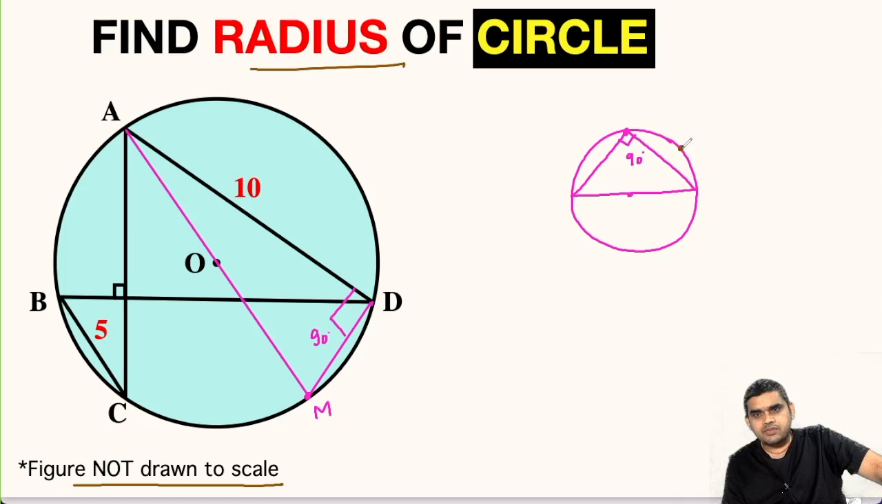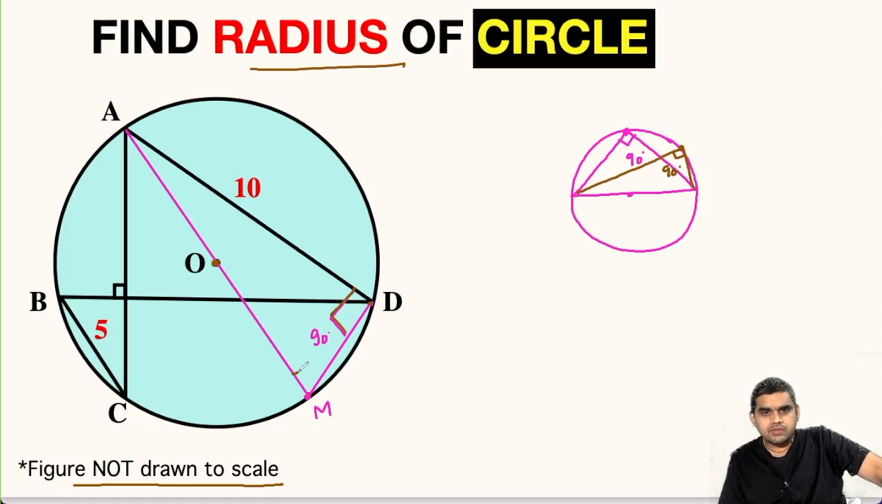Likewise, if we choose this point and we make this angle, this is also 90 degree. So this is a theorem. So using this theorem, this is the center, AM is the diameter, D is any point on the circumference. So this angle will be 90 degree.